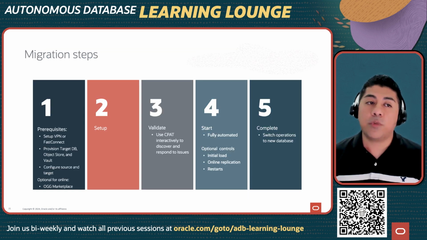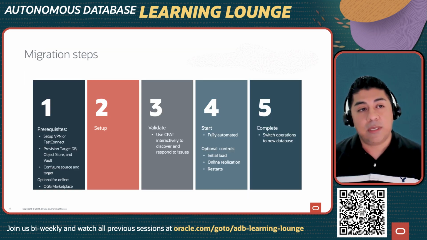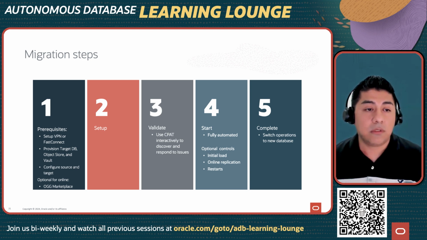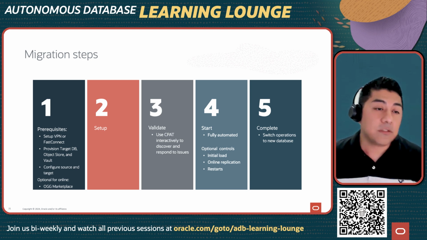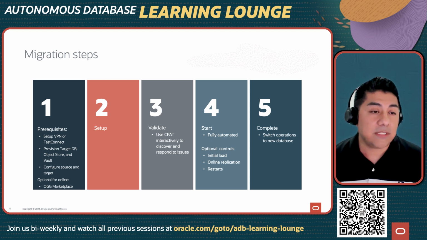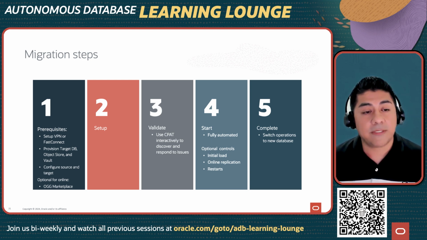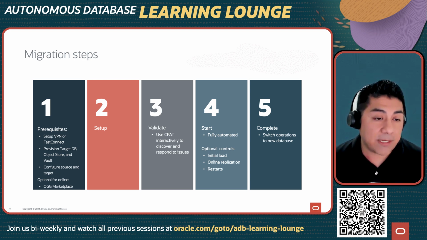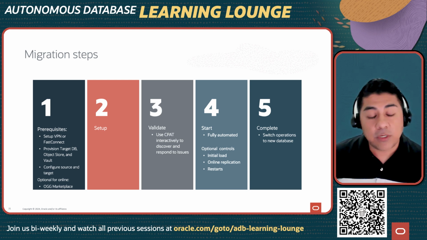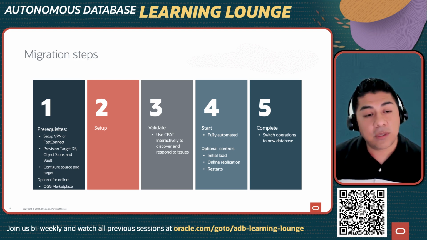Now, with regards to the migration steps, it's very important to mention some of the prerequisites. The user needs to set up their VPN or FastConnect. This is how the service is going to access their databases. And also they need to provision their target. The service doesn't provision the target. The user also needs to take care of the object store where the dump files are going to be put, and also the vault. The vault is used just to keep the secrets in the user tenancy.